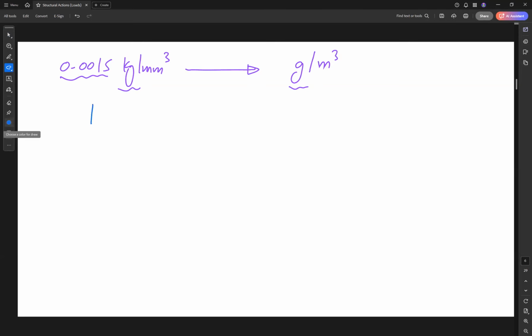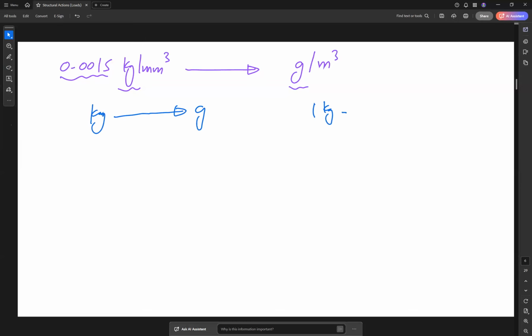How to convert from kilogram to gram. 1 kilogram is equal to 1000 gram. So to convert from kilogram to gram, we need to multiply by 1000. So this is our first step. Step number one, to convert from kilogram to gram, you need to multiply by 1000.